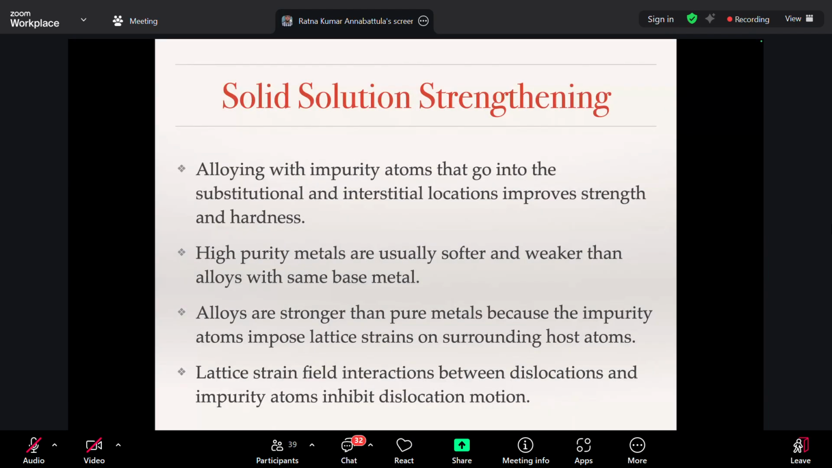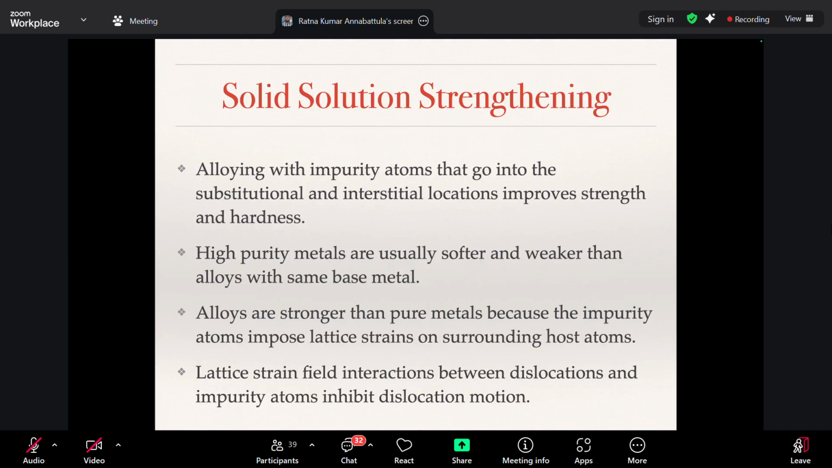So the next strengthening mechanism is what we call solid solution strengthening. Sorry, I had a question on twinning. Is twinning something that happens before one grain boundary? No. See, twinning is another mechanism for plastic deformation.